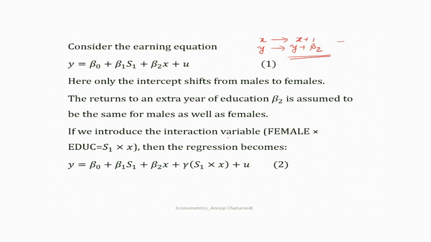Now, if we introduce the interaction variable, say female into education equal to s 1 into x, then your regression becomes y equal to beta naught plus beta 1 s 1 plus beta 2 x plus gamma s 1 into x plus u. Now, what happens for s 1 equal to 1? For s 1 equal to 1, your model is y equal to beta naught plus beta 1 plus beta 2 x plus gamma x. So, your intercept term is beta naught plus beta 1 and slope coefficient is beta 2 plus gamma for females, whereas for males the intercept term is beta naught and the slope coefficient is beta 2.